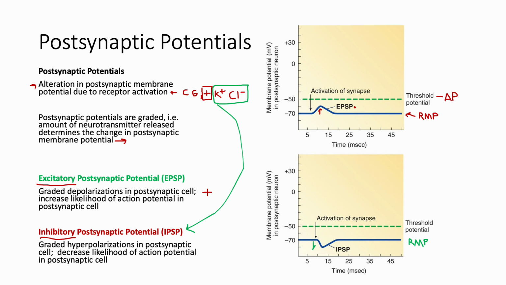Right? So maybe we're at negative 80 now. And because of that, we're further away from threshold, aren't we? So we're less likely then to have action potential. We're less likely to hit this threshold at the axon hillock. And those are IPSPs, inhibitory postsynaptic potentials. I'm going to do another drawing here and just illustrate again the concepts that we've touched on so far.